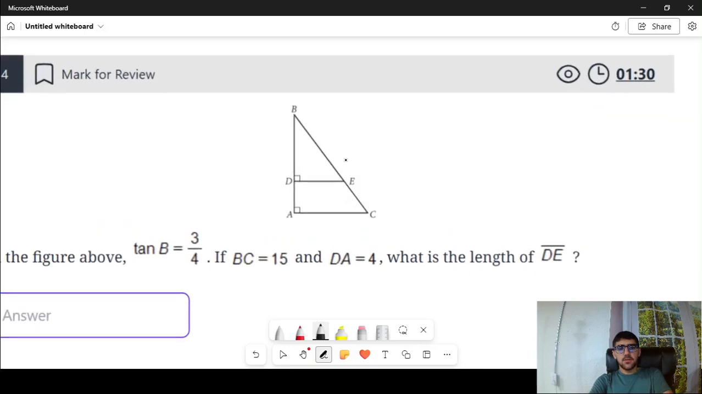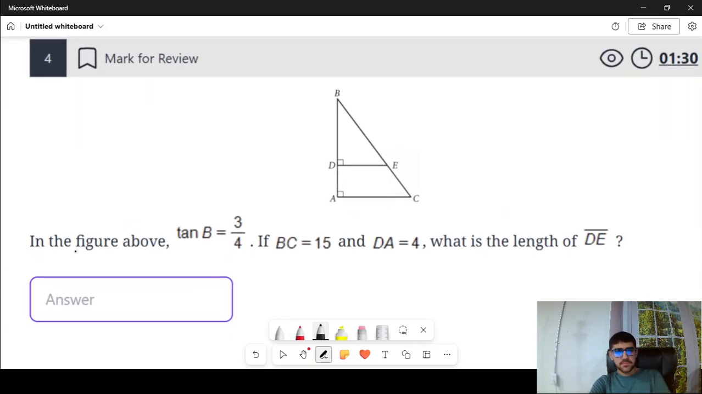Let's move on to the final hard question. It says in the figure above, tan B is equal to 3 over 4. If BC equals 15 and DA equals 4, what is the length of DE? So BC is the whole hypotenuse, which is equal to 15. DA is equal to 4. We want to find DE.